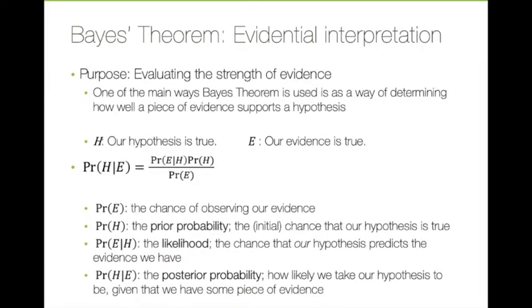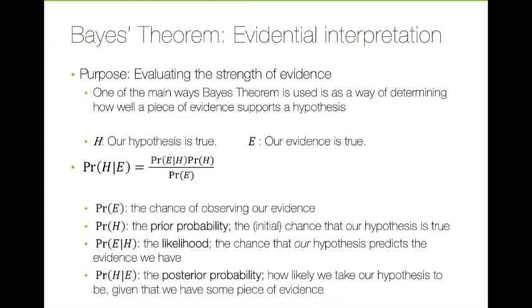Once you see that the theorem can be straightforwardly derived by combining formulas we've already introduced, it might not seem that novel or interesting. But its significance comes predominantly from one of the main ways it's used. Bayes' theorem is a useful tool for determining how well a piece of evidence supports a hypothesis.